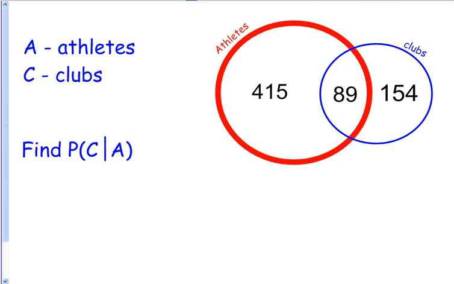Okay, last one. What's the probability that somebody is in clubs if you know that they are in athletics? So I'm telling you they're an athlete. That means that there are 504 total athletes. What's the probability that they are in clubs? Well, there are 89 people that are in clubs.